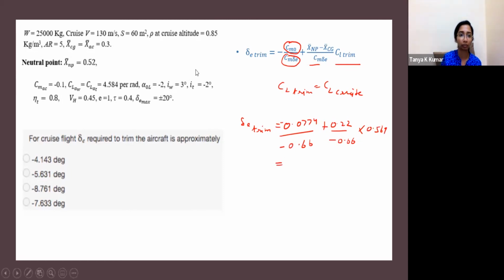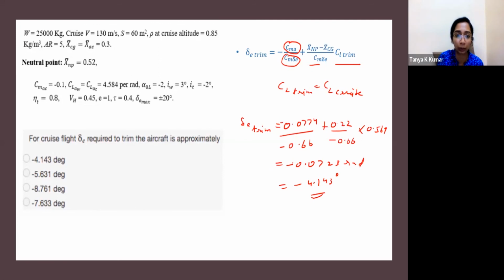So what is the value here? Just quickly calculate this value. Comes to minus 0.0723 radians, which is approximately converted to degrees. What is the value in degrees? Multiply by 57.3. What is the value? Minus 4.143 degrees. Is this question clear to everyone?